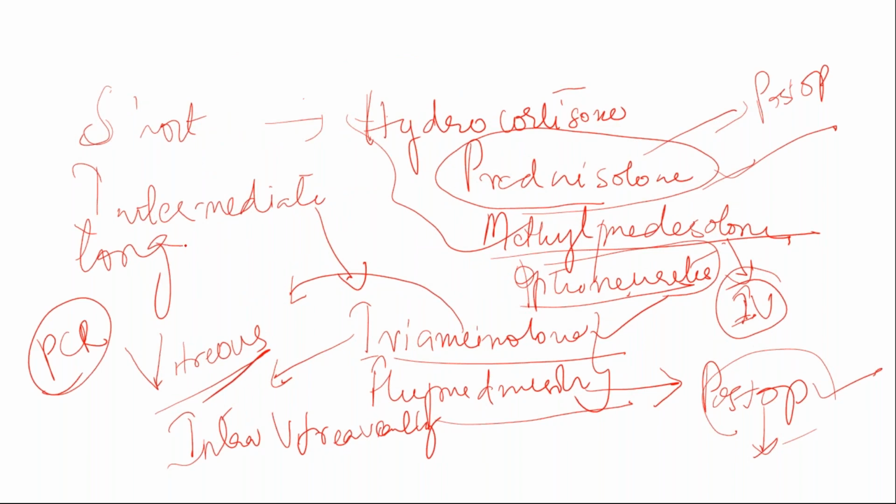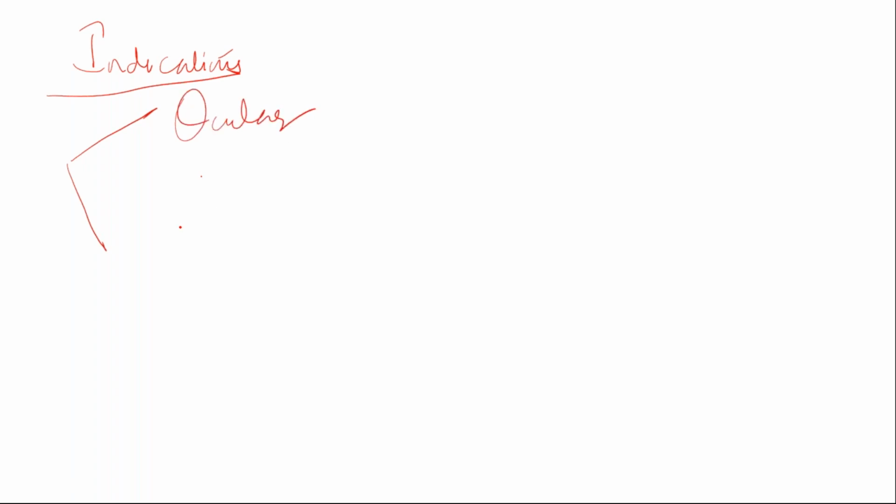intermediate. Now coming to long-acting, dexamethasone and betamethasone, which you know pretty well. These are various types of corticosteroids: short-acting, long-acting, and intermediate-acting. So, what are the indications for these corticosteroids in ophthalmology? Okay, so these can be ocular indications and systemic indications.